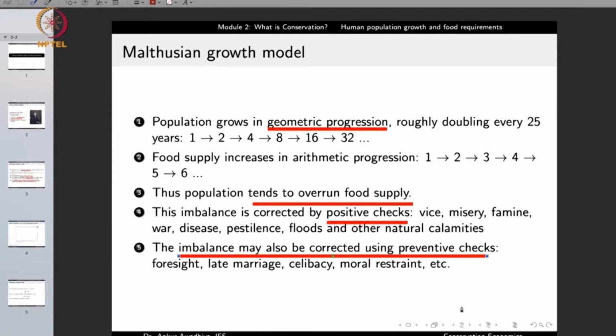So, essentially, the preventive checks that Malthus was proposing in his theory are the ones that do not kill anybody but are able to reduce the size of the population through self control. So, through things such as celibacy or late marriage, people are able to reduce the rate of population growth by having fewer children or by not having children. So this is also an option that is available to humans.